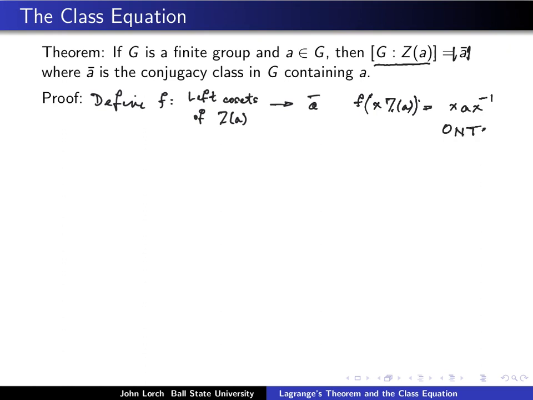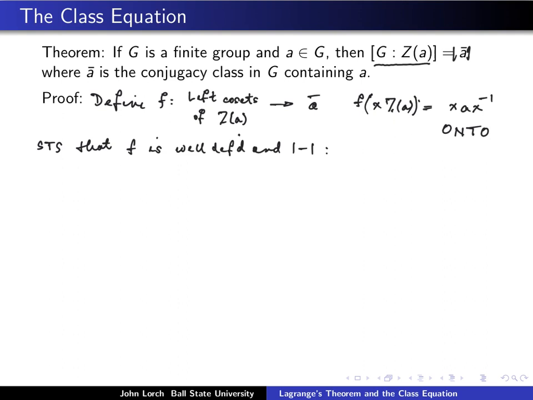So we're pretty sure that this function, if it's well-defined, is onto. So it remains, or that is, it's sufficient to show that f is well-defined and 1 to 1. Right, those are the things that we need to do.